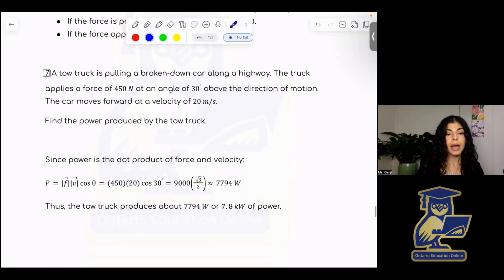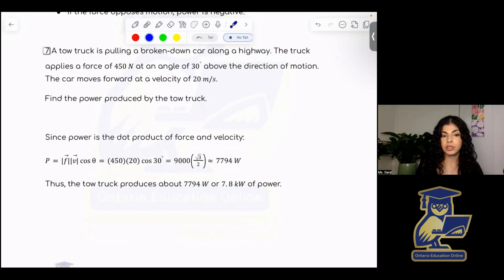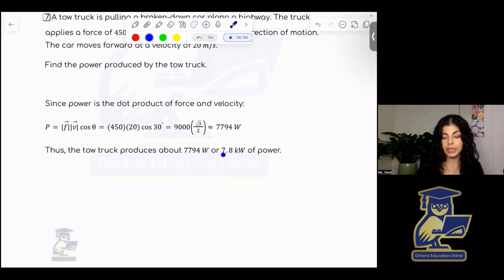So here, power is the dot product of the force and velocity. So here is my magnitude of force, which was 450 newtons. Here's my velocity, which is a magnitude of 20. And then here's my angle, cosine of 30 degrees. And altogether, if you evaluate this, you get that power is about 7,794 watts. Or, remember, this is just conversion of units. So 1,000 watts is equal to 1 kilowatt. So then I can also say that this is approximately 7.8 kilowatts of power.